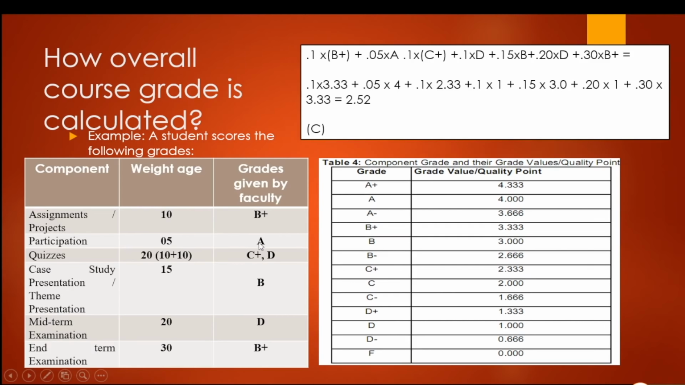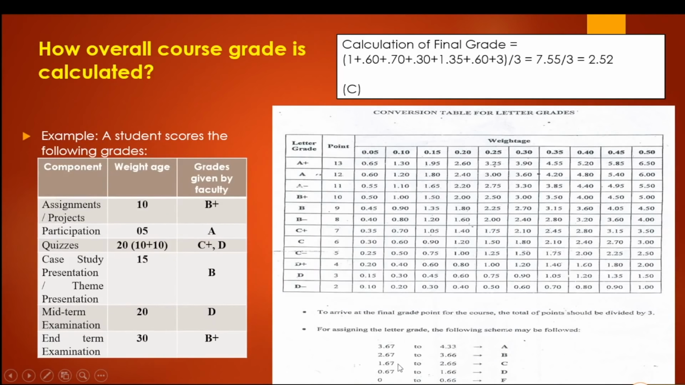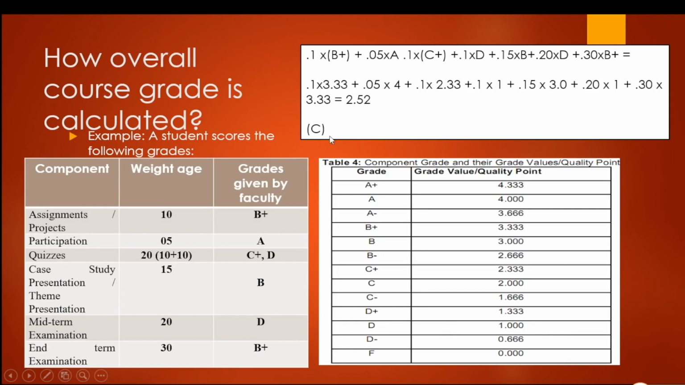And he has been able to get grade A, and grade A is having the value as 4. So 0.05 into 4. Now similarly you go in for multiplying for other components and you get straight away 2.52, and using this table again it says between 1.67 to 2.65 the grade is C. So this C has again come in that particular manner, and this is a relatively simpler way of giving the grade for that particular subject.